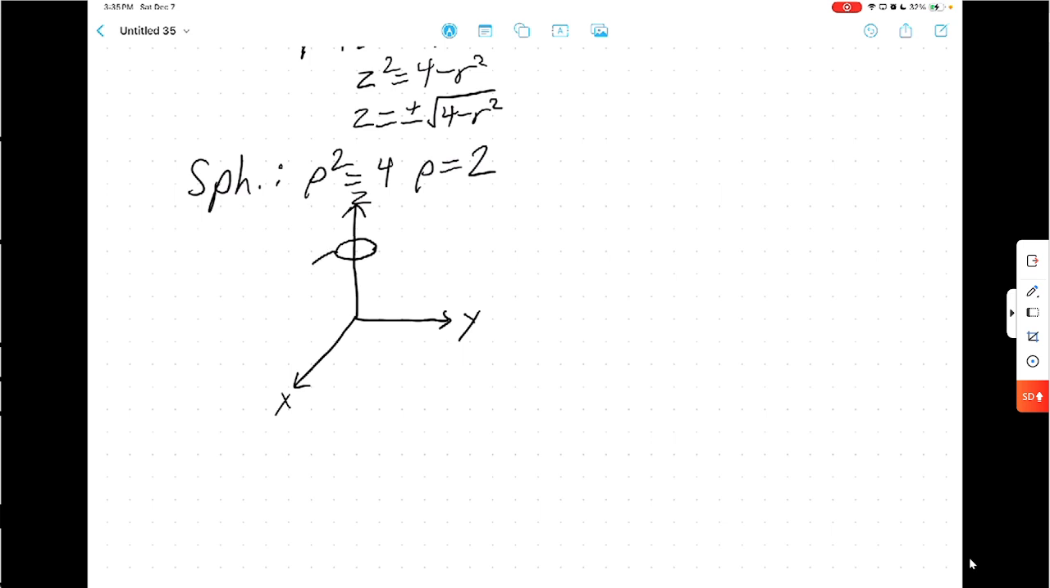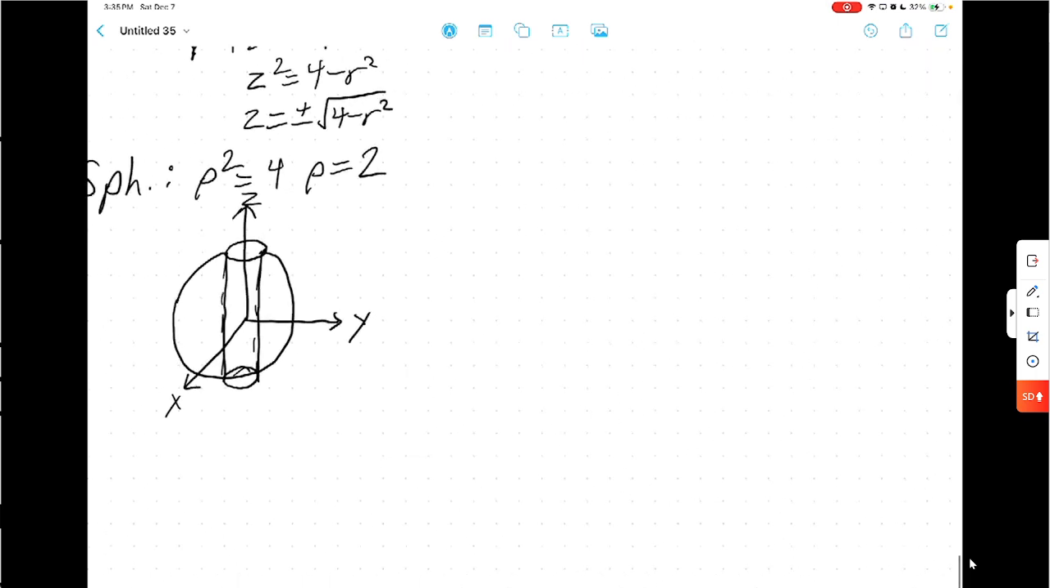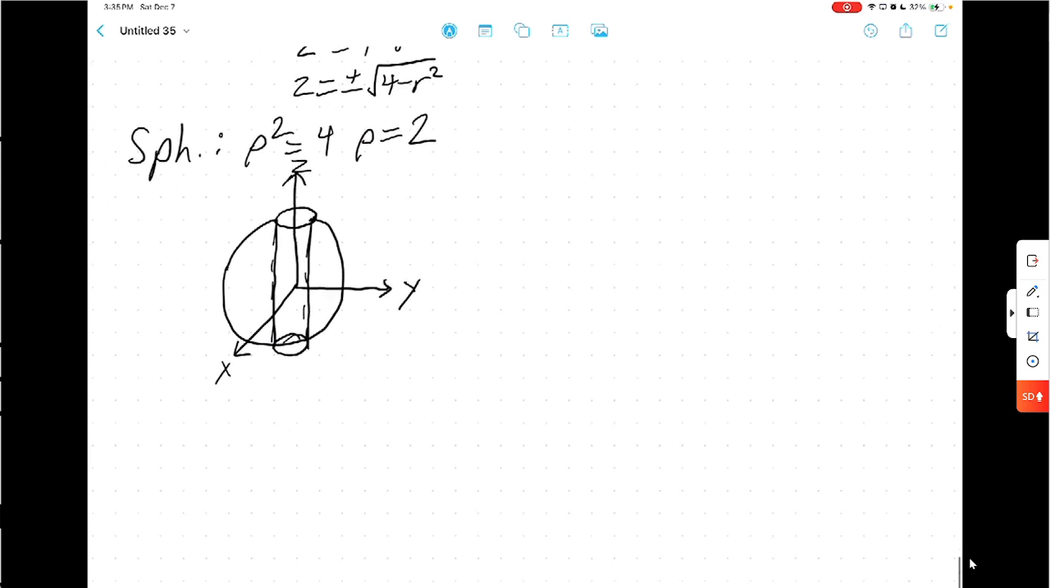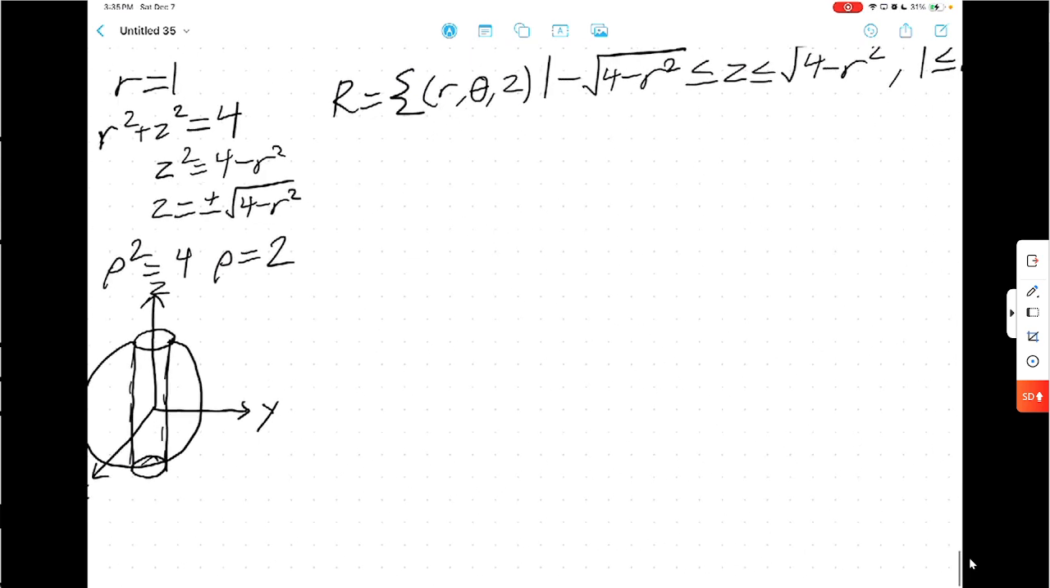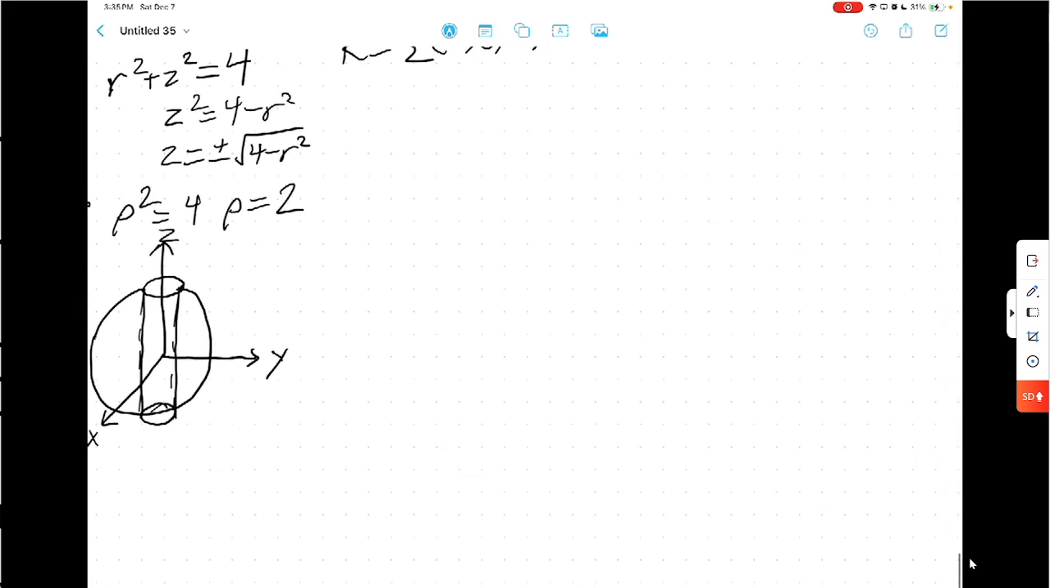This is not to scale, but it will work for now. Something like this, where we essentially have a cylinder of radius 1 cut out. What do we actually do for this one? We know rho is equal to 2, and then theta will still be from 0 to 2 pi.